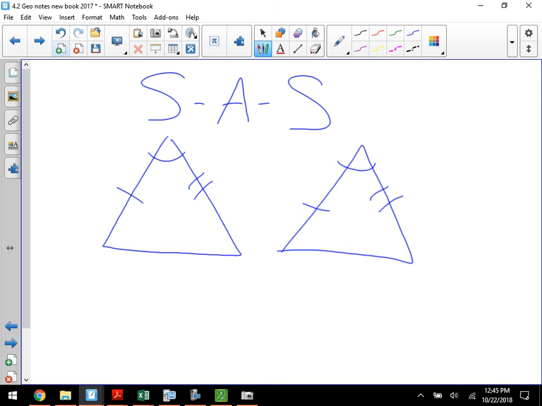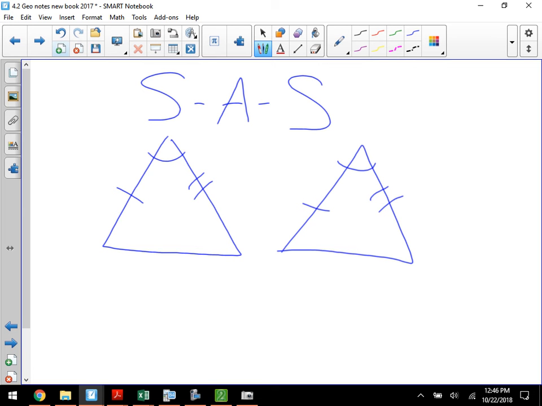The angle that's between the two sides that are congruent is called an included angle. It just means it's in between. Okay. So you have side, side, side, and side, angle, side. And like I said, have a picture of what it looks like so it reminds you of the setups.